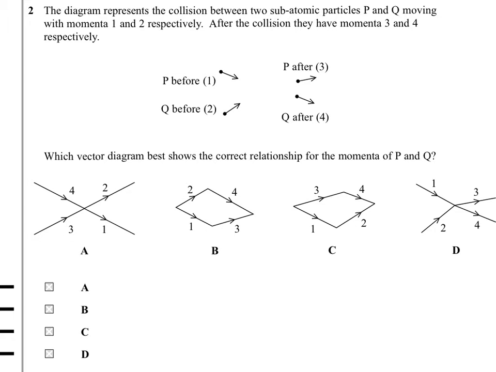Well, remember the conservation of momentum is the total momentum before the interaction equals the total momentum after the interaction. So the total momentum before is going to be the sum of these two, and the total momentum after is going to be the sum of these two. And so we want to look and see 1 and 2 being added, and that's not happening here, it's not happening here. 1 and 2 are being added here as a vector diagram. And it's actually showing that the 3 and 4 added have the same overall resultant, that the sum of 1 and 2 has the same size as the sum of 3 and 4. So this is the correct answer.